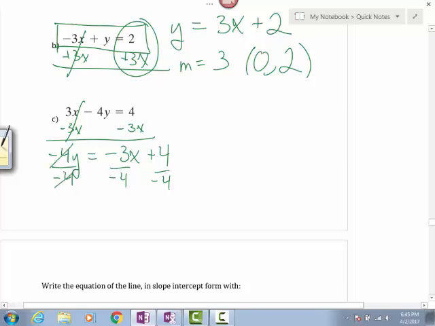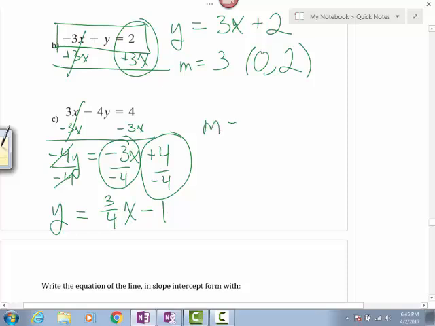So those negative 4's are going to cancel, so I'm going to have y equals. Now a negative divided by a negative is a positive, so that's positive 3 over 4 x. A positive 4 divided by a negative 4 is a negative 1. So now I can say, okay, my m is 3 over 4, and my y-intercept is going to have coordinates (0, negative 1).